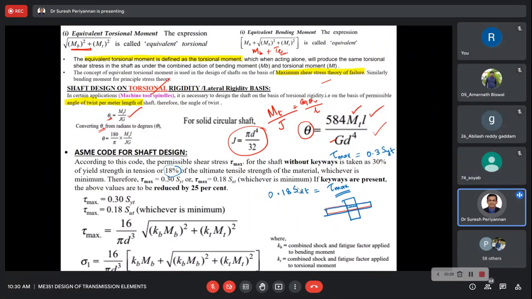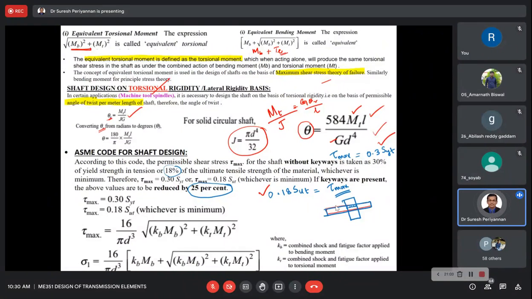Now they told that without keys. When we use with keys, the value is further reduced to 0.25%. Then what is the multiplication factor now? Can you tell me the tau max multiplication factor? Whatever I told you was without the keys. Now we are discussing with the keys. Without the keys we can't connect.